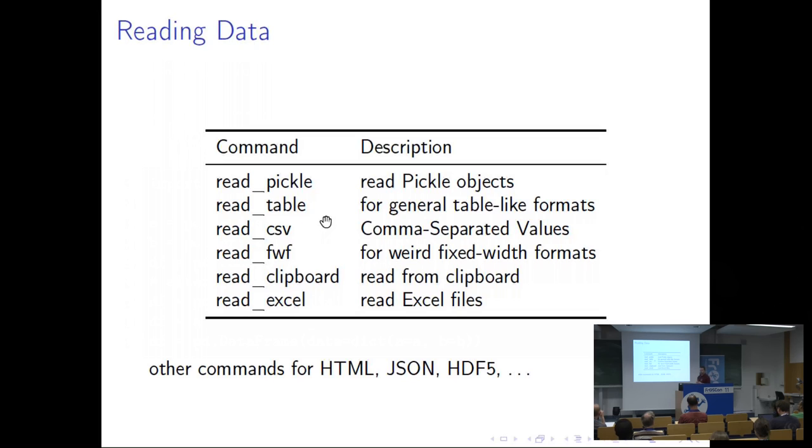So, read table, that's a command for general table-like formats, maybe a generalization of the read CSV for comma-separated values. Then we have FWF, fixed width formats. I've never come across such a fixed width format, but I know that especially in finance, there are some formats where you really have these fixed widths. So the first 50 characters are the name, the next 50 characters are somehow the amount or whatever, and it can be really funny to work with this. And we have read clipboard that reads data directly from the clipboard. So you can copy with control C in Excel, say read clipboard in Python, and then it reads the clipboard.